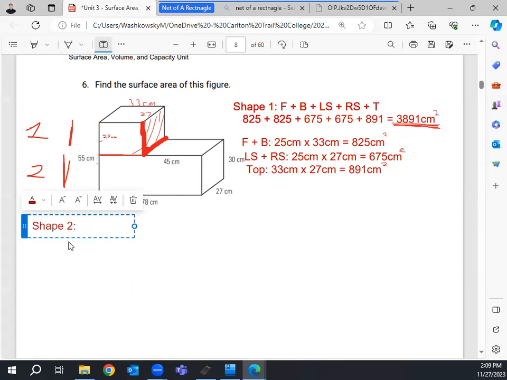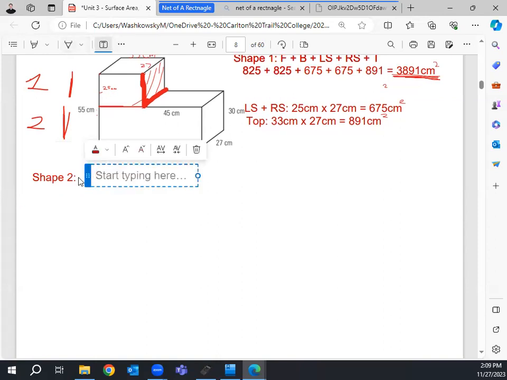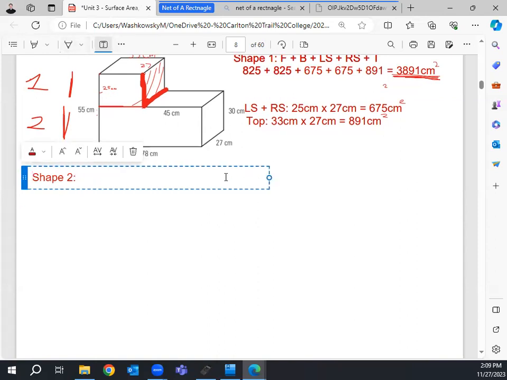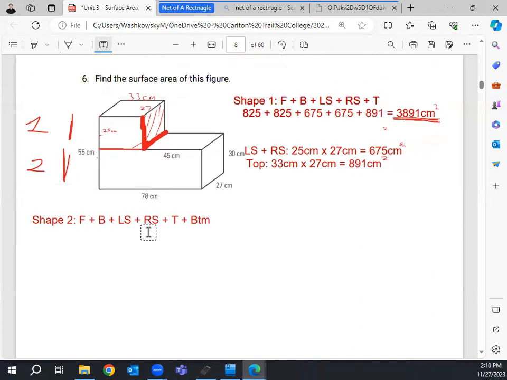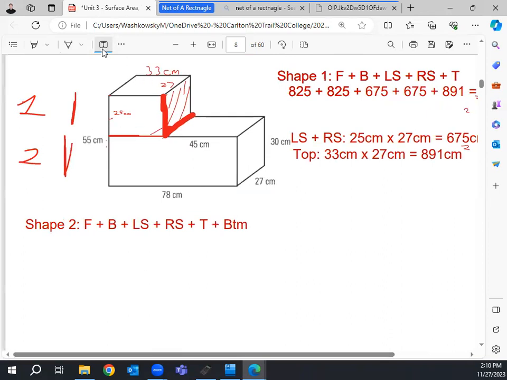Yeah. So shape 2 has the same thing. I always recommend write an equation for it. Shape 2 is going to be the front and the back, the left side and the right side, plus the top, plus the bottom. I'm going to put BTM. You could put B as well, that's fine. So that's what shape 2 is going to be. Let me zoom in a little bit. I'm going to erase some stuff. We already have all our measurements. We've established this. So let's start going through it.